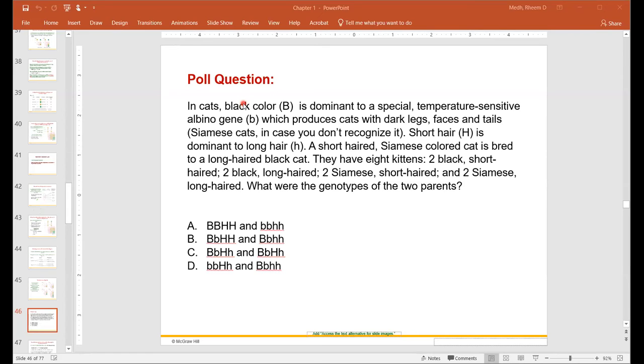Okay? Because these, when you separate them out, they become test crosses, right? So then you can tell. So the correct answer was B, okay?